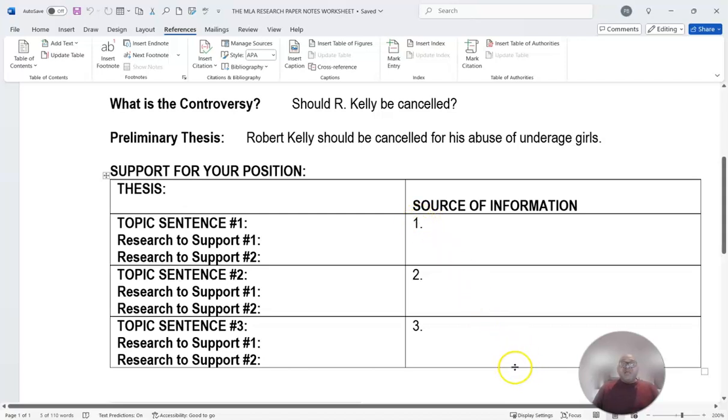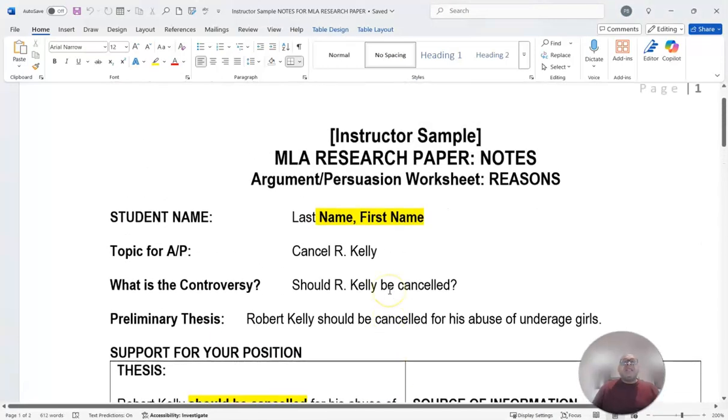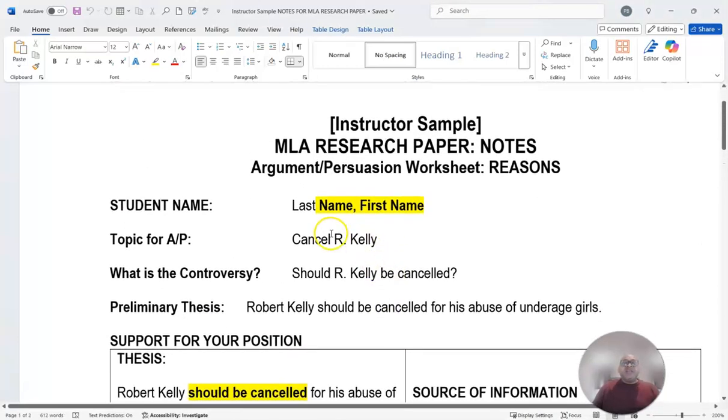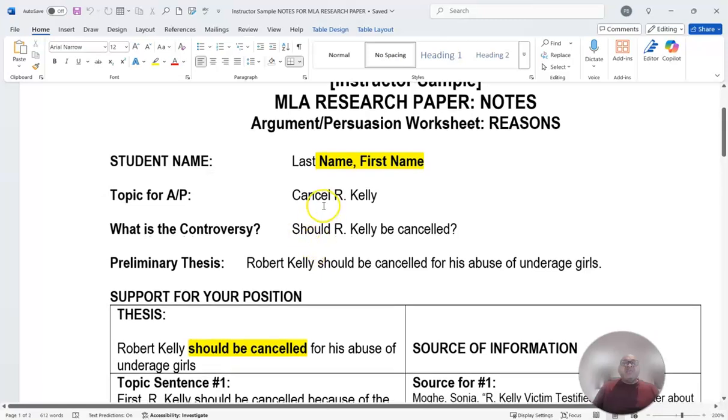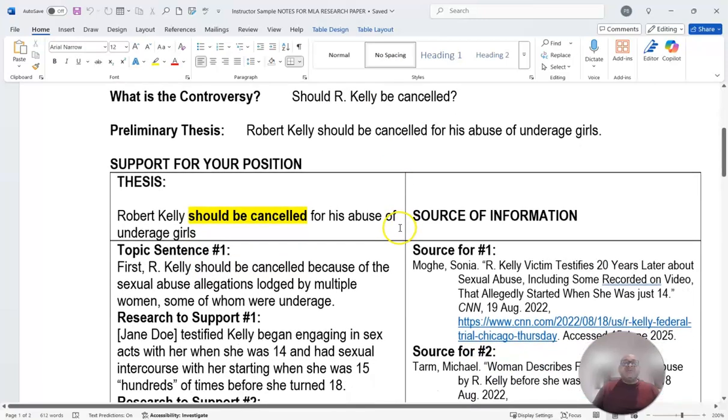So let me show you what I mean. Let's go to the sample. So look at this sample. Here are my arguments for R. Kelly being canceled. I asked, what is the controversy? Should R. Kelly be canceled? Preliminary thesis: R. Kelly should be canceled for his abuse of underage girls.